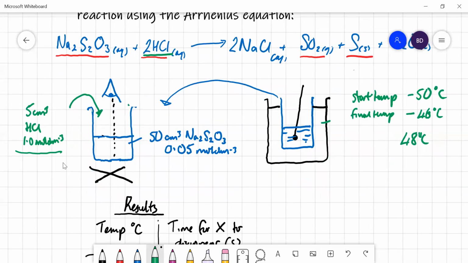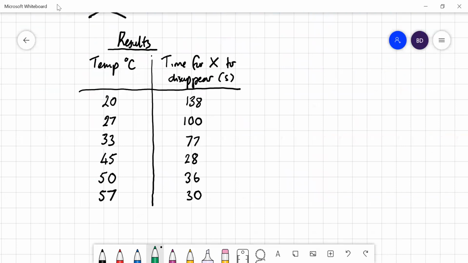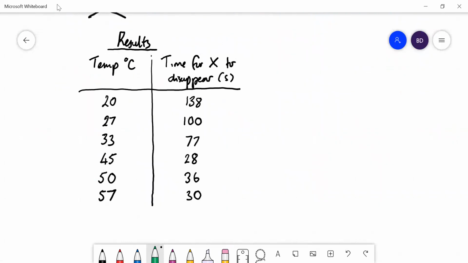Now here's some results. You can see there that as the temperature goes up, the time for the cross to disappear gets shorter. There's one dodgy result there. I'll just leave it in there. That one at 45 seems to be out of sequence with the others, but we'll just leave it and plot it on our graph, and it'll be obvious that it's an anomaly.